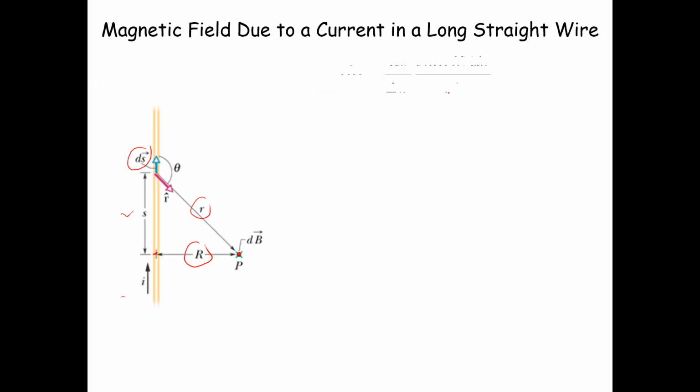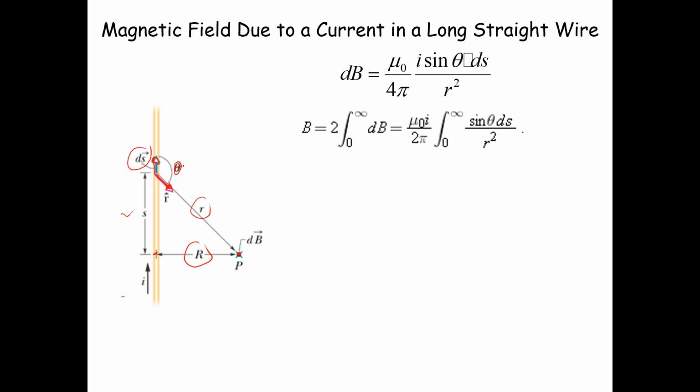This is ds, this is r, and this is the angle theta. So ds cross r is equal to sin theta ds, and the remaining equation is similar. So this is the dB. To get the total magnetic field at P, we have to integrate these equations.